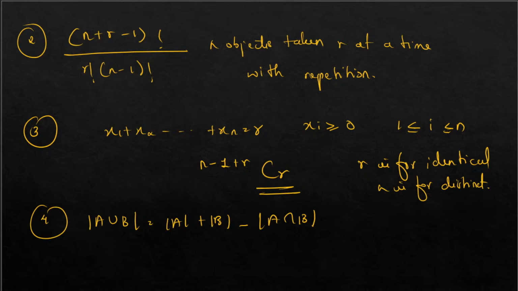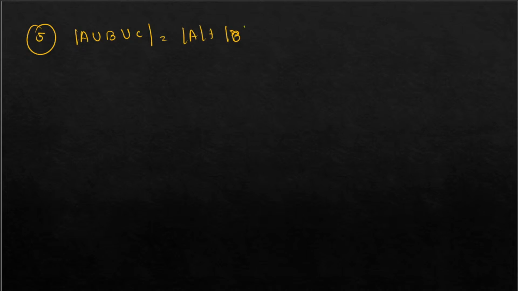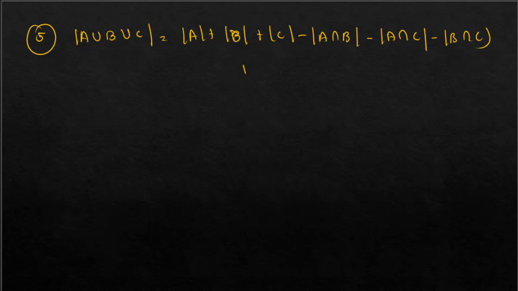Let's see the next one now. Next one is A union B union C, and this will be A plus B plus C, minus A intersection B, minus A intersection C, minus B intersection C, plus A intersection B intersection C.